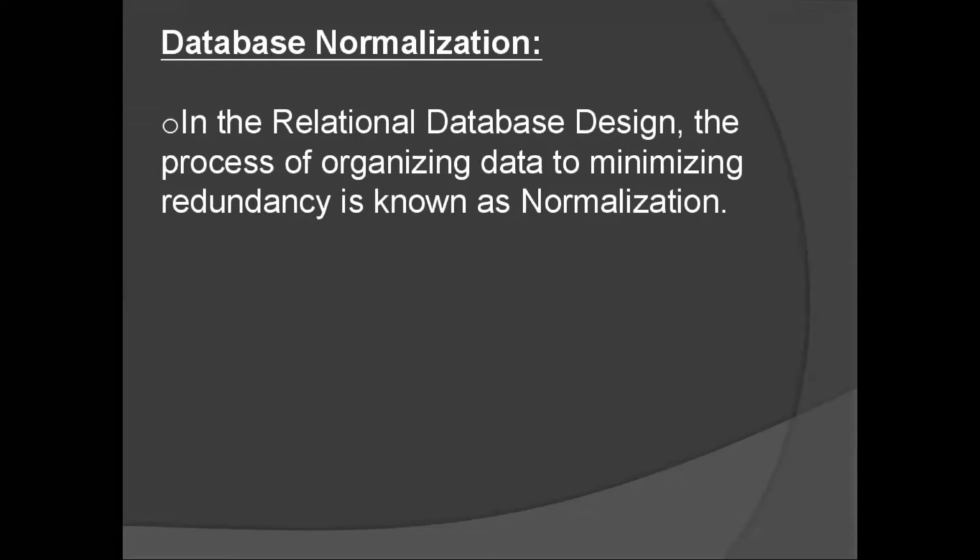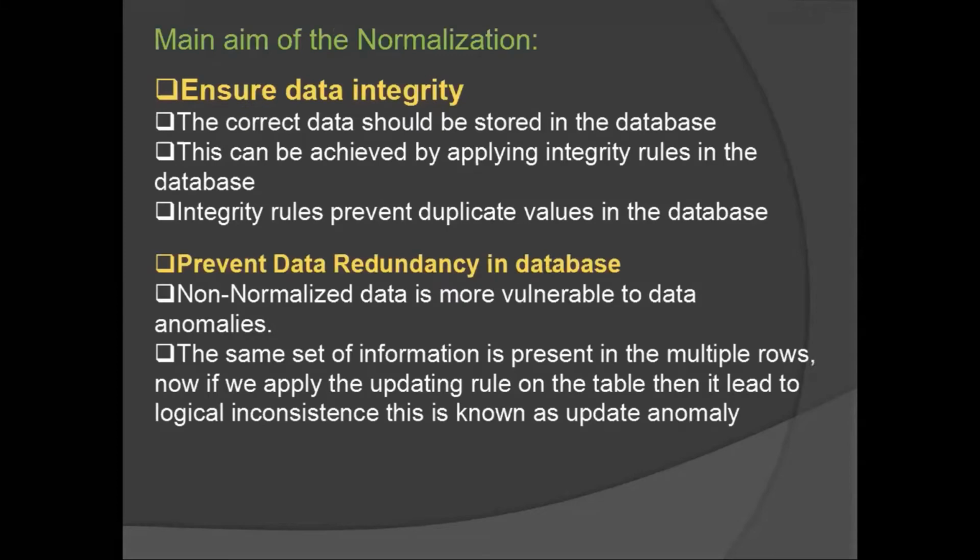We should have a question, right? Like we said, normalization helps us remove duplication, helps us remove this redundancy. So how does it do this? It does decomposition of the table. How to do that, we will learn in our further slides. Basically, there are two main aims of normalization. The first one is to ensure your data integrity, and the second is to prevent data redundancy in your database.